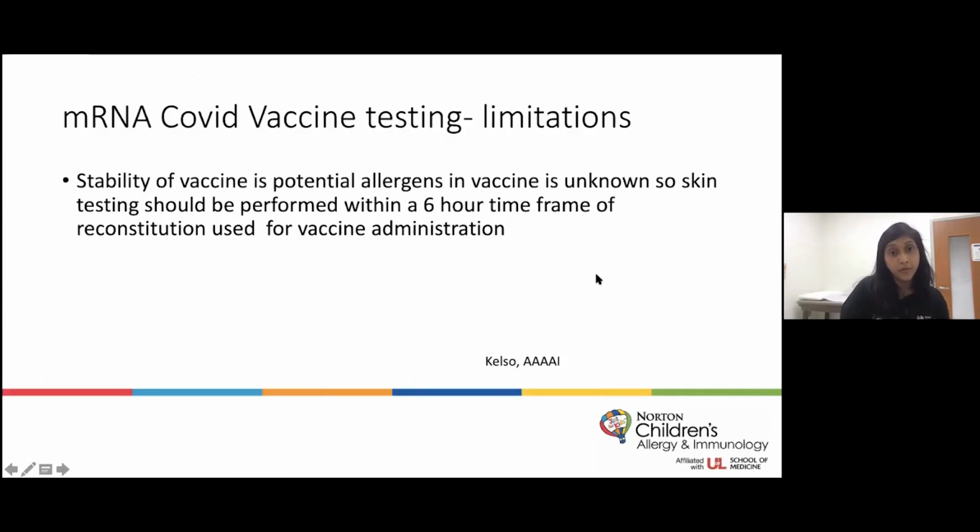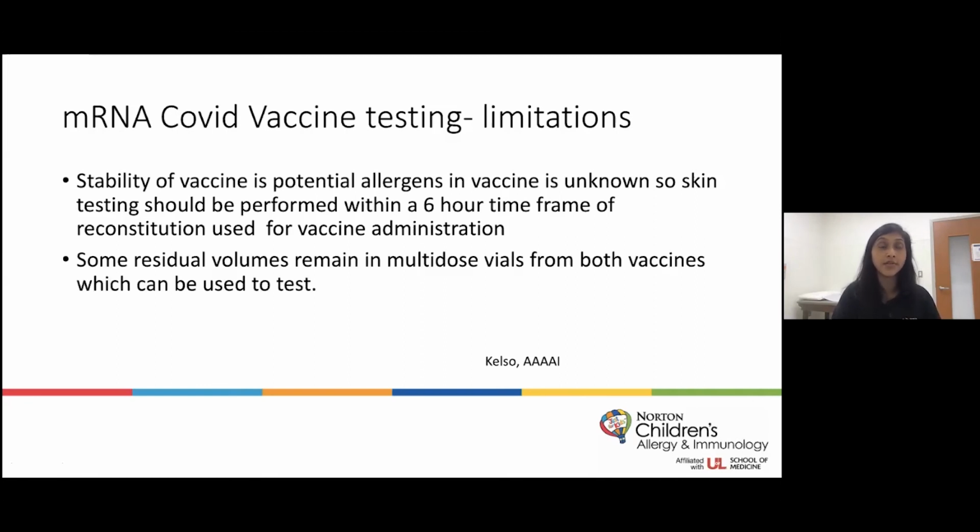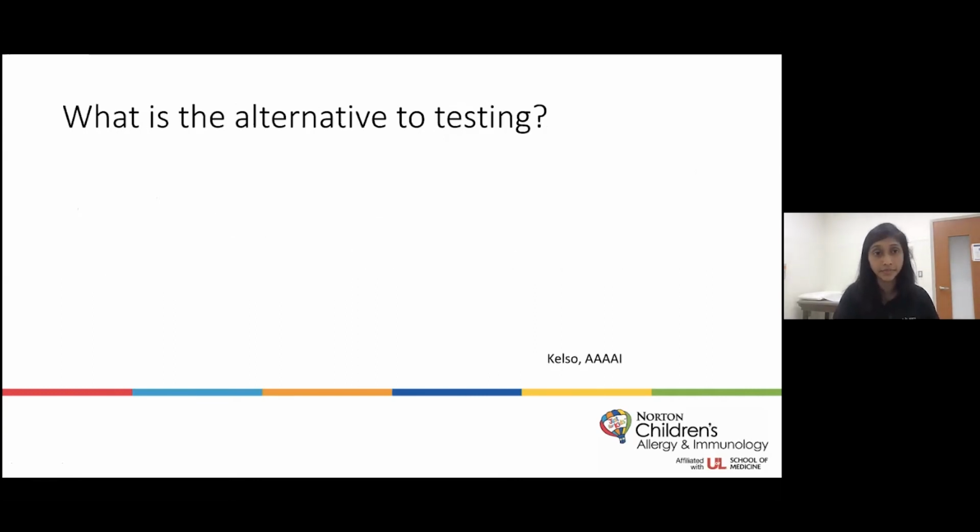Like I said before, the vaccine testing limitation is actually obtaining the vaccine. We don't know the stability of the vaccine, so ideally we would like to have it within 6 hours of reconstitution to test it. But if you as primary care providers, once you do that referral, could keep the vaccine for us, it wouldn't even matter the time. As long as we have the vaccine, it will be very useful to allergists in general.